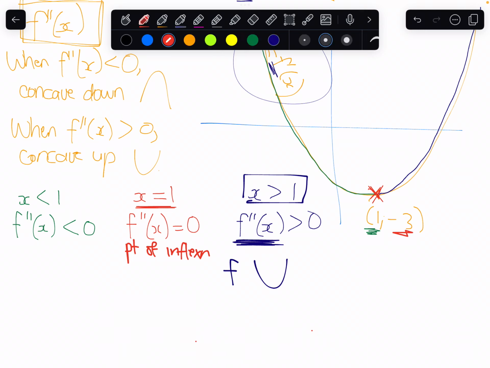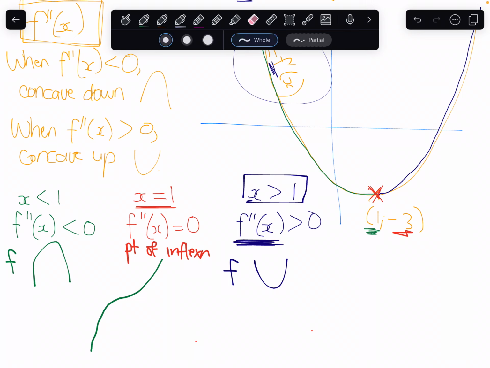Right, the last bit is that when x is smaller than 1, we saw that the second derivative of f is going to have negative values. So that means that when x is smaller than 1, the graph of f is going to be concave down. So we're going to have a graph kind of like the one I just drew, where it's concave down, and then when x is equal to 1, there's a point of inflection, and then it changes to concave up, something like that.